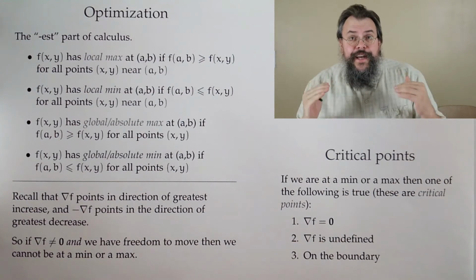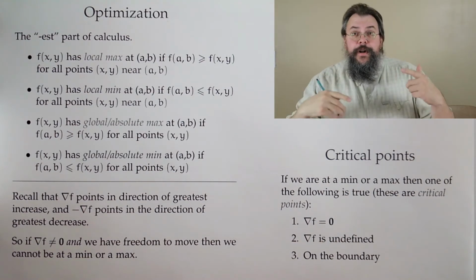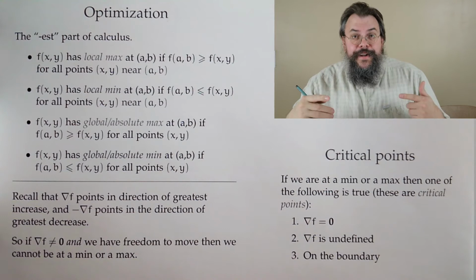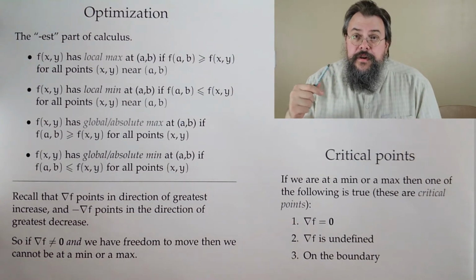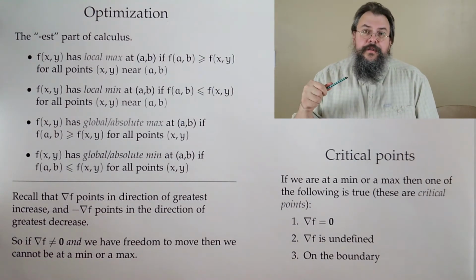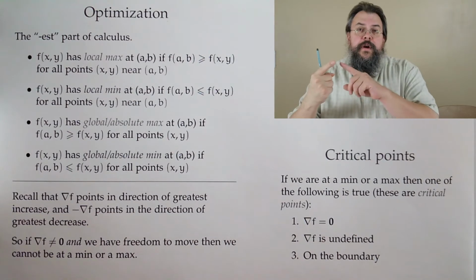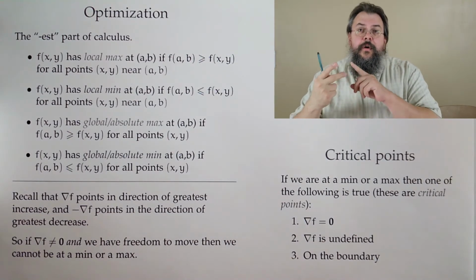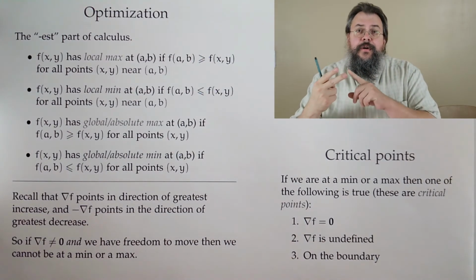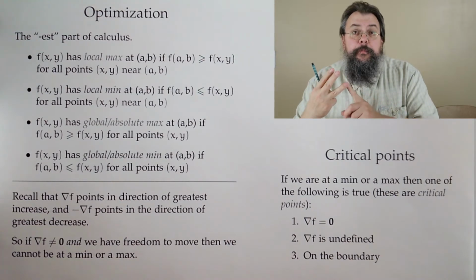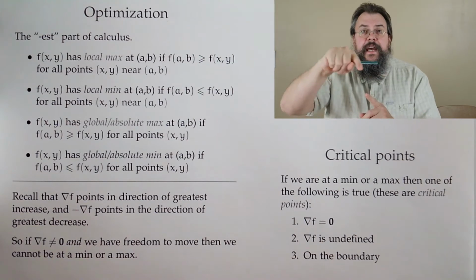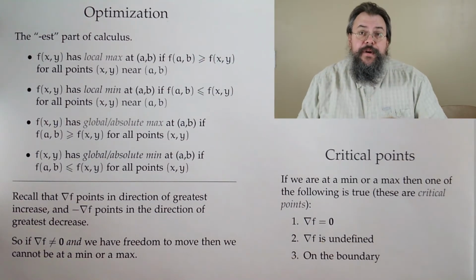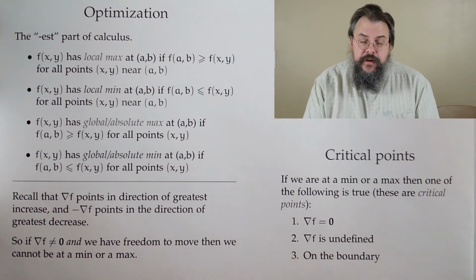So we're going to put on our Calc 3 hats and look for where the equivalent of the derivative is undefined or 0 or at an endpoint. The equivalent of the derivative is the gradient. So we're going to look at where the gradient is 0 or the gradient is undefined or you're at a boundary point. You might have a domain which has an edge. It could happen on the edge. And so there you go.